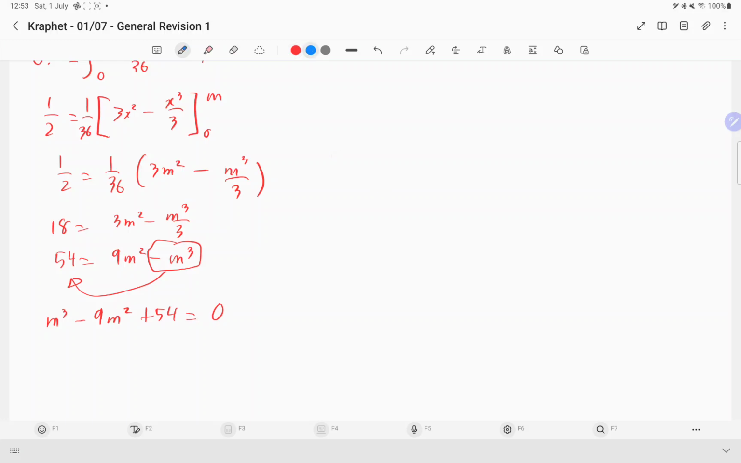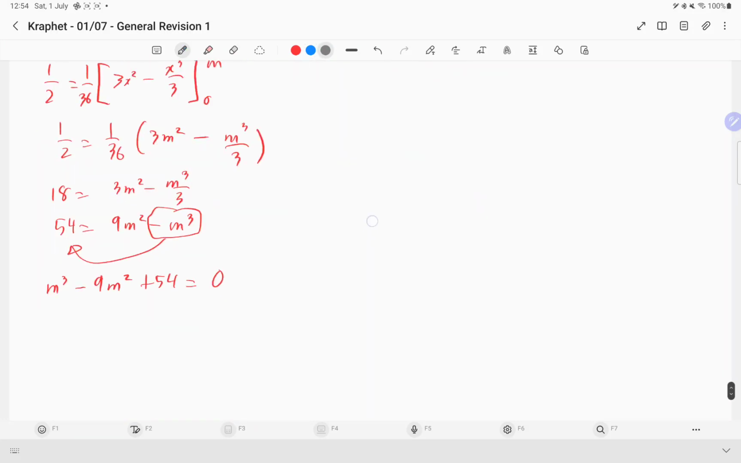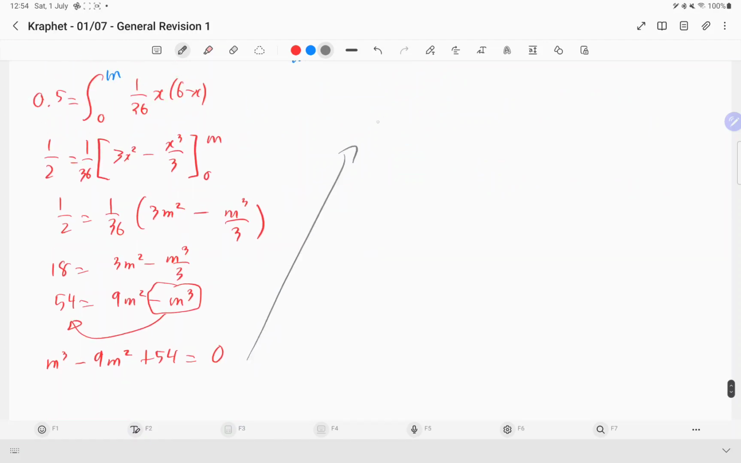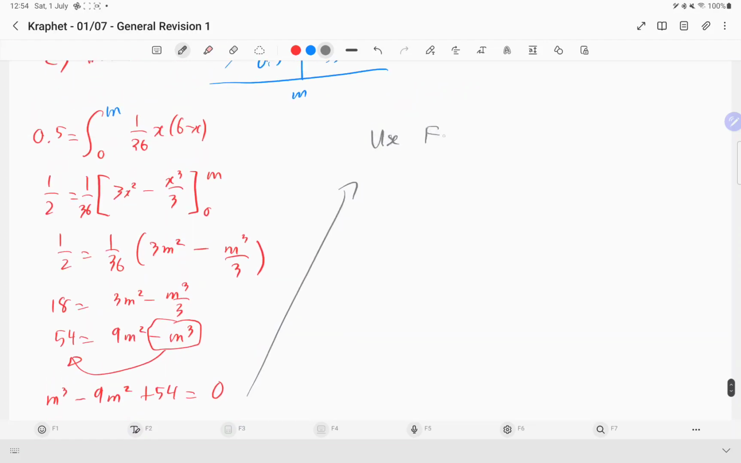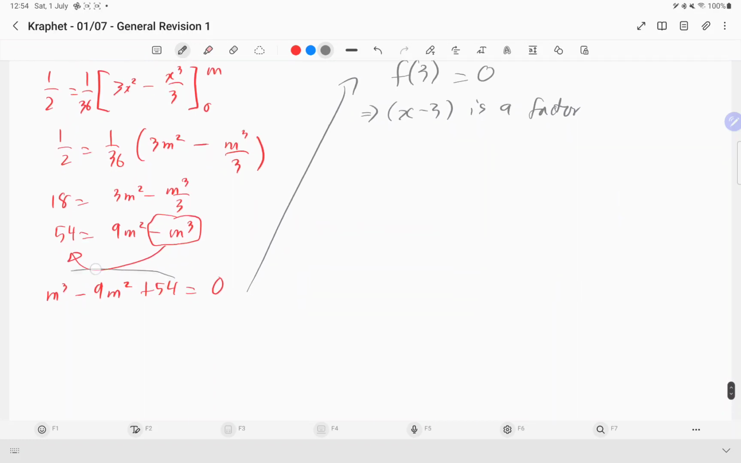How do we solve this? Non-calculator. Type 3, 9 and 54. Can you even do that? No, this is a cubic equation. Oh, it's cubic. Oh, you split it up. Yes, you need to find a way to split it up, but essentially you need to use the factor theorem. Remember the factor theorem from unit 1? If f of a certain number equals 0, then x minus 3 is a factor. Right? And then you can do long division. Okay? So we're going to find a number that makes this thing equal to 0.